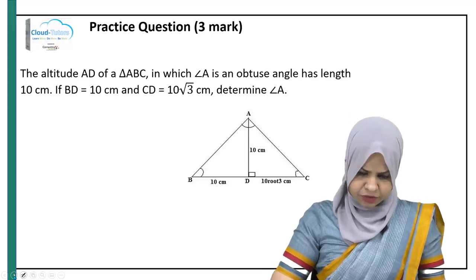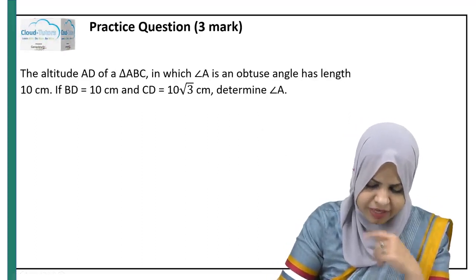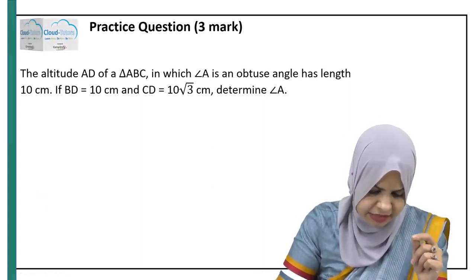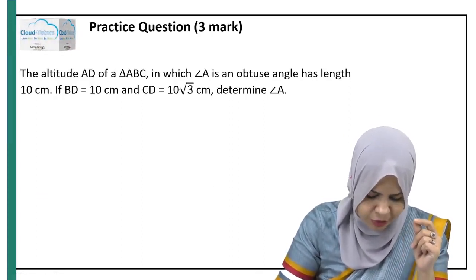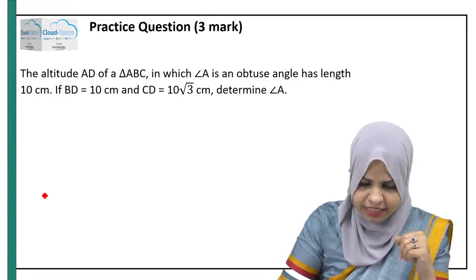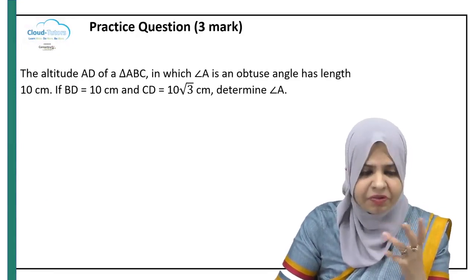The altitude of a triangle ABC, in which angle A is an obtuse angle, has length 10 centimeters. If BD is equal to 10 centimeter and CD is equal to 10 root 3 centimeters, determine angle A. Now, we have to find an angle A.